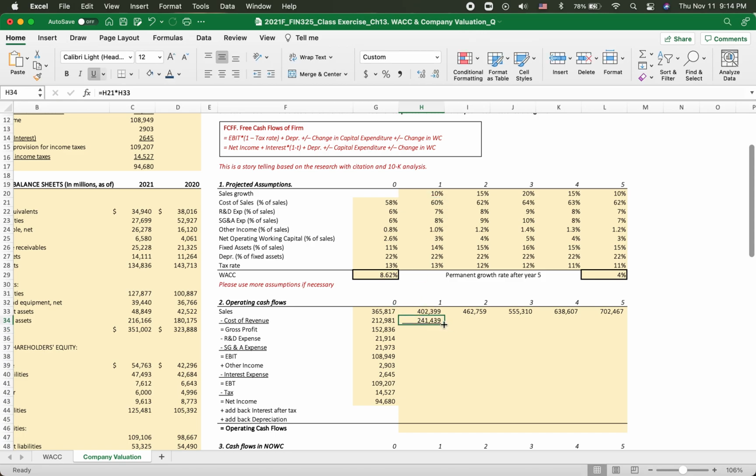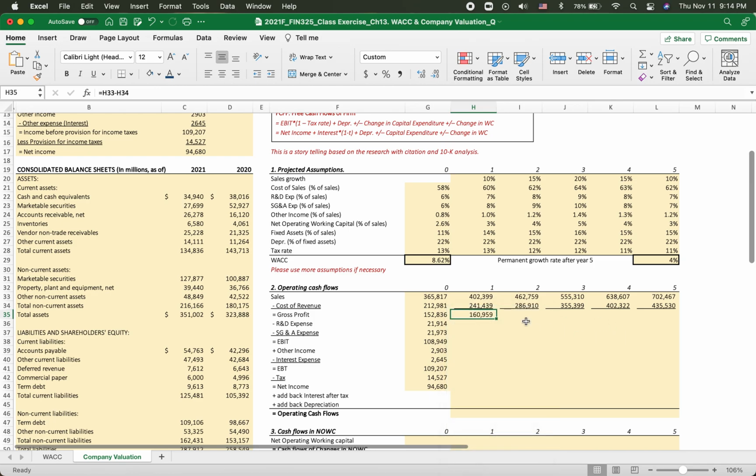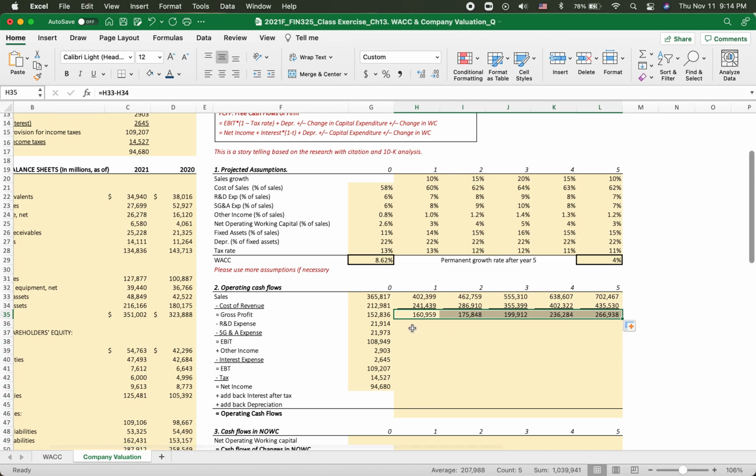Once you got this equation on a cell, let's just drag. And then the gross profit is sales minus the cost of revenue. And then let's just drag. And then we got the gross profit.